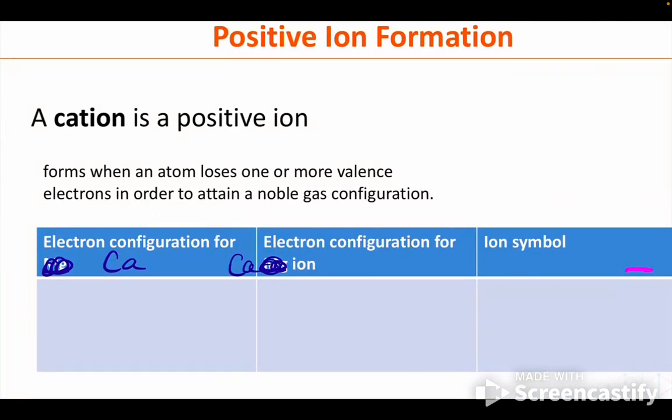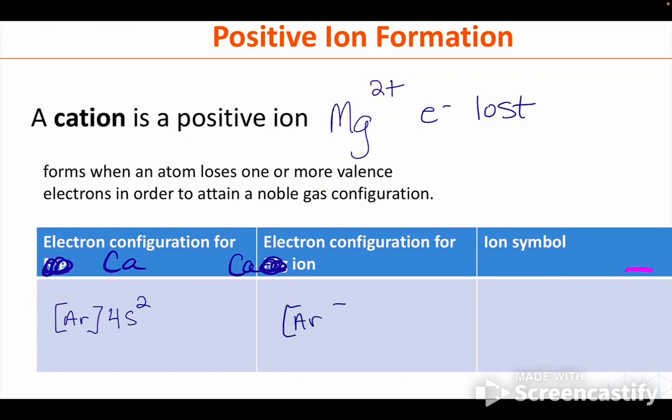A cation, like we got with magnesium, is when electrons are lost and you end up with a positive ion. So let's do another one here. Let's do calcium, and we'll do noble gas this time. Calcium is argon's electrons plus 4s2. It's going to lose those 2 electrons, so this is the calcium ion now, but it has the same electrons as argon. And then the symbol, remember, is written with the ion charge as a superscript.